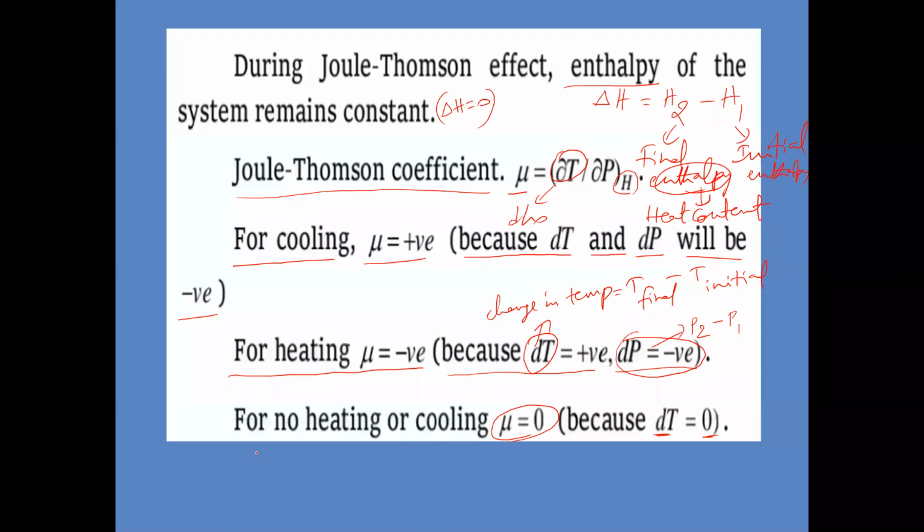Now tell me, in which case will there be no heating and no cooling? For which gases will there be no heating and no cooling? For ideal gas. For ideal gases, there is no heating effect and no cooling effect. When an ideal gas is expanded suddenly from high pressure to low pressure through a small hole, it does not show a heating effect or a cooling effect. That's why for ideal gases, the Joule-Thomson coefficient mu is equal to 0. So that point we have to understand.